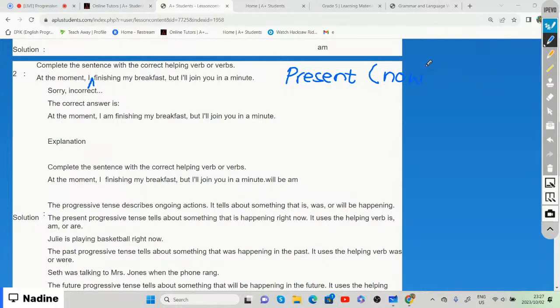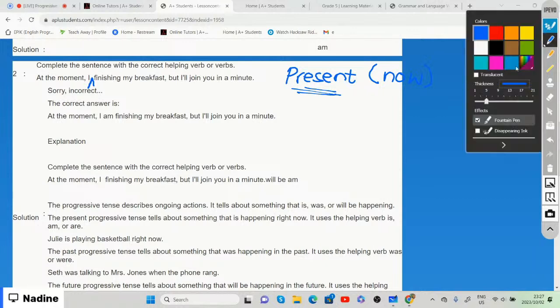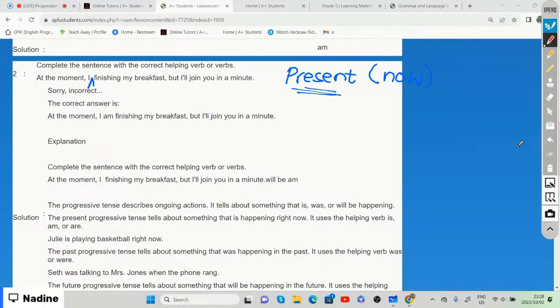Right? So if we say at the moment finishing my breakfast, but I'll join you in a minute. At the moment means that this person is doing something now, right? So they're doing something now. So it is in the present. And if it's in the present, then we are going to have to choose one of these helping verbs. We're either going to use is, am, or are to complete our sentence.